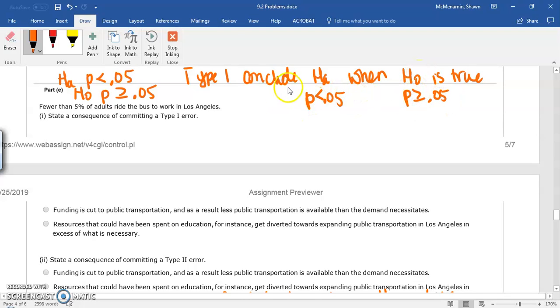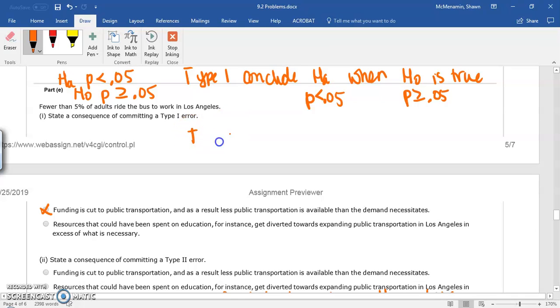So you're saying the people that ride the bus to work, it's definitely less than 5%, when in reality it's actually at least 5%. So if you're concluding that it's less than 5%, you are saying no one's riding this bus, so funding is cut. You're saying, hey, the people riding the bus is less than 5%, so funding is cut to public transportation because people think no one's using it, and as a result, less public transportation is available than the demand necessitates, because the demand is actually greater than or equal to 0.05.